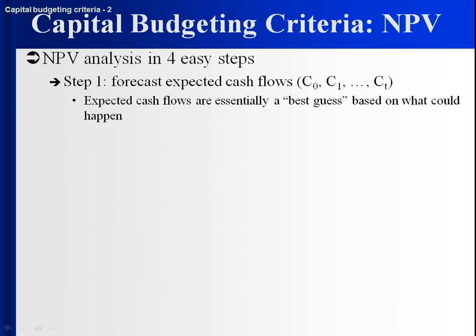So I laid it out in 4 easy steps. Number 1, what are the expected cash flows? When we embark on a project, we don't know what's going to happen. There's uncertainty, there's unpredictability. So these expected cash flows are really just a best guess. You look at all the things that could happen, the likelihood of them happening, roll it all up together and come up with a number. Stick that in the analysis and make a decision based on that.